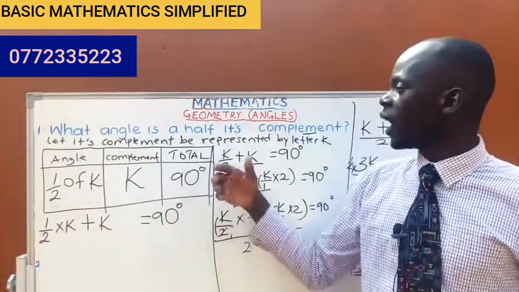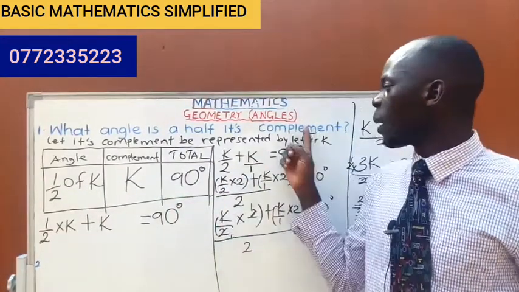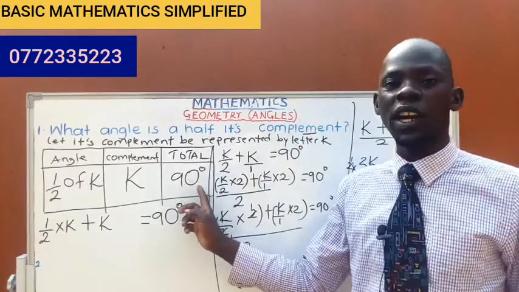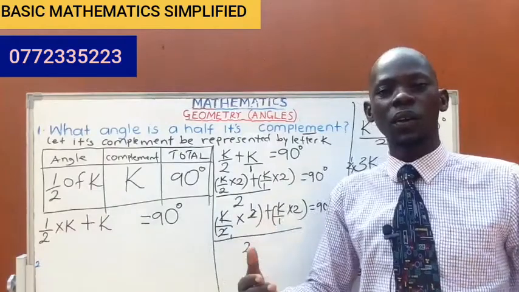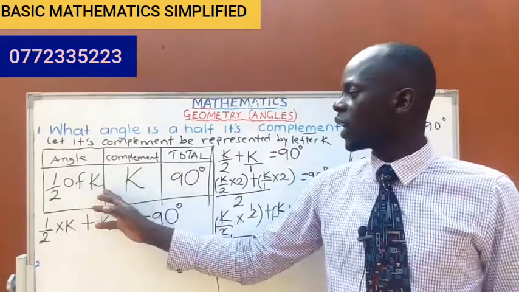Then what angle is a fifth its supplement? This is a supplement. Here you will put 180 instead. Then here you put a fifth of K. At times they say what angle is 3 times its supplement, you say 3K, depending on the letter that you have used.